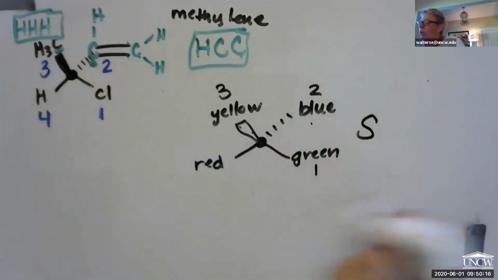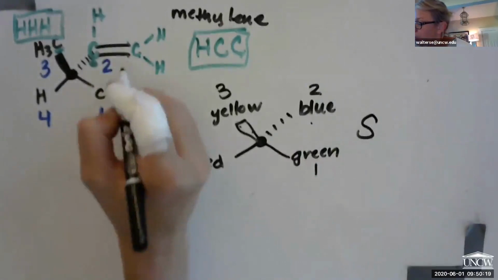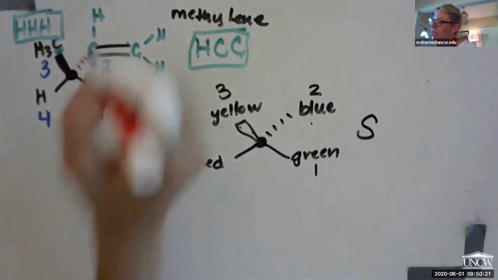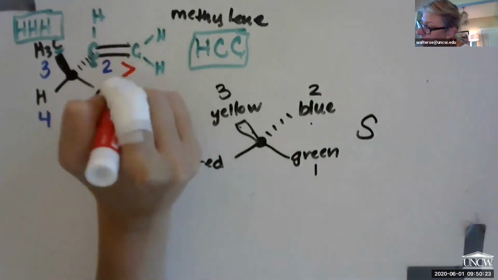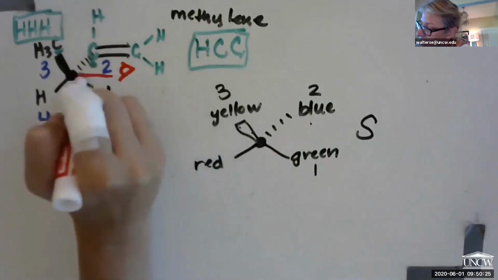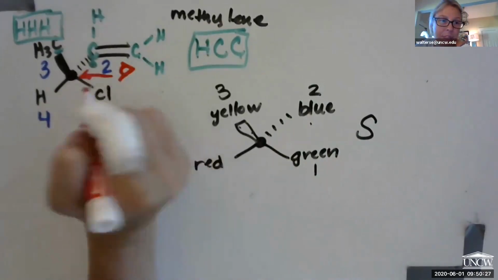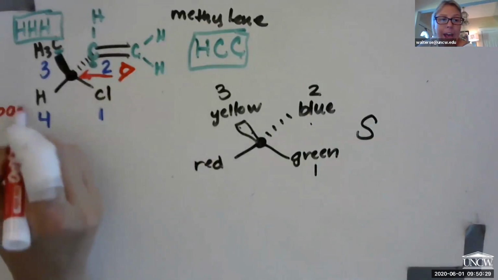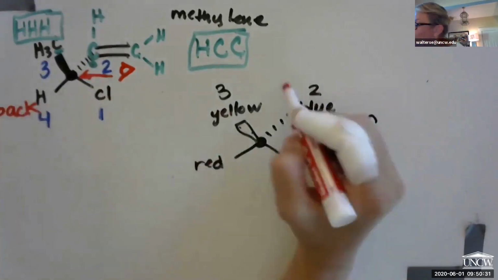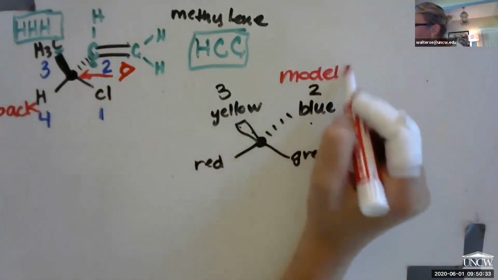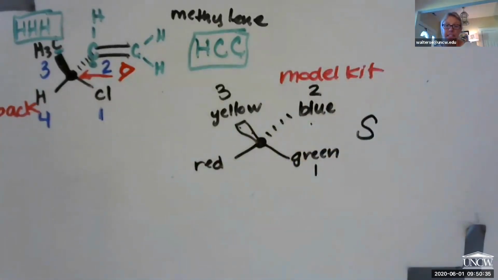Okay, so you have 2 choices. You either, let me get a red one, you either use your eyeball here to look into the carbon like that. So 4 is in the back. Or you use a model kit and then you physically move the molecule. You can also mentally move the molecule, but it ends up trickier.